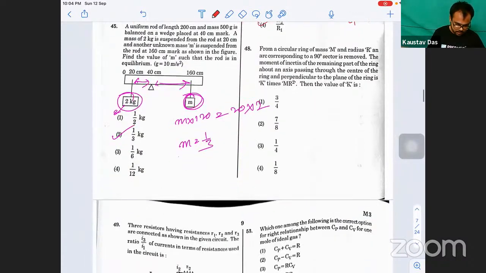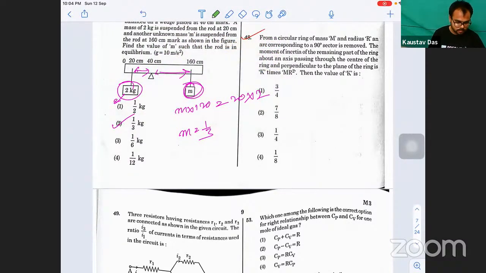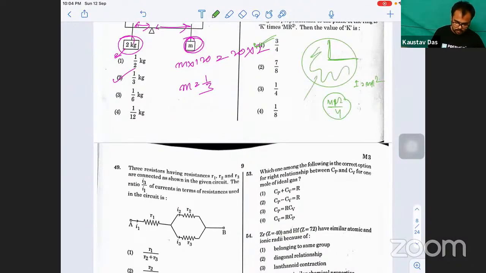Come to question number 48. In 48, as per our conjecture, we have found the answer as option number 1, which is the value of K as 3 by 4. So that was the total circular ring. From there, one half, 90 degrees, you have cut out, right? Initially the moment of inertia is mr square, so what is cut out is mr square divided by 4, and the remaining part is 3 by 4 mr square. So the value of K is 3 by 4 here.